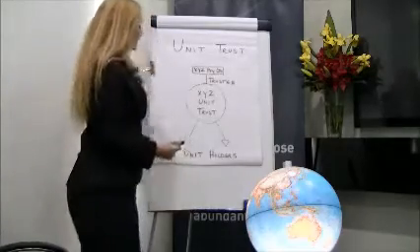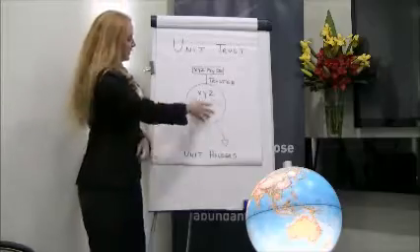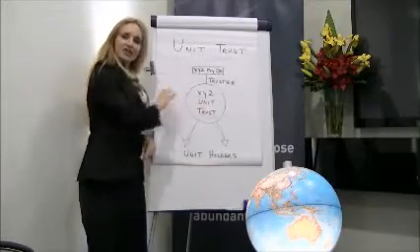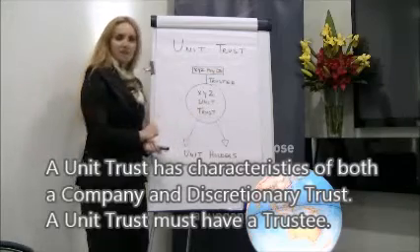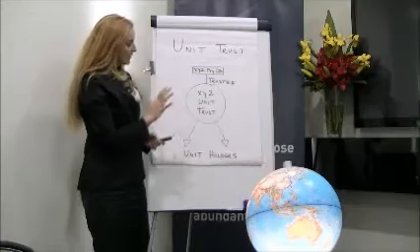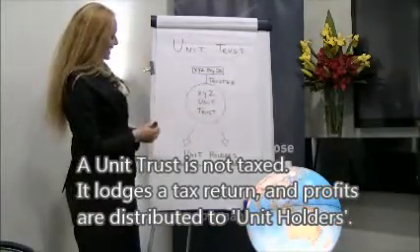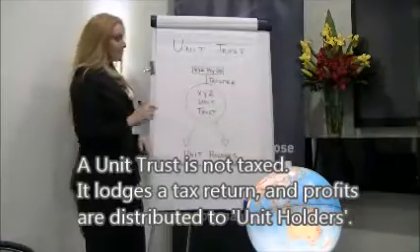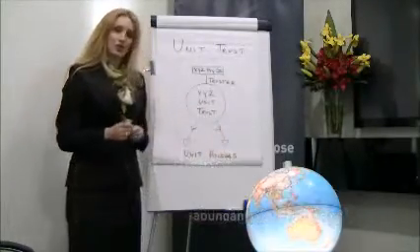Now, a unit trust is sort of similar to a company and sort of similar to a trust. So this is a unit trust. Again, like a discretionary trust, it must have a trustee. Generally, if there's a business inside this unit trust, you'd want it to be a company. But unlike a company, it's not taxed, okay? So the unit trust is not taxed, it must do a tax return, but it distributes the profit down to what's called the unit holders.